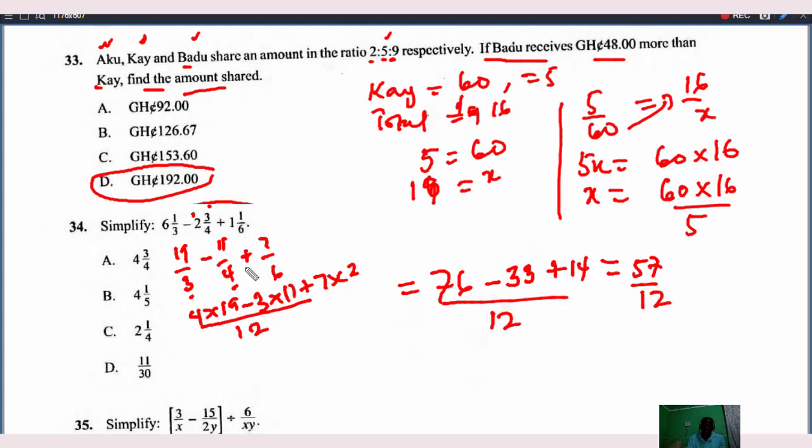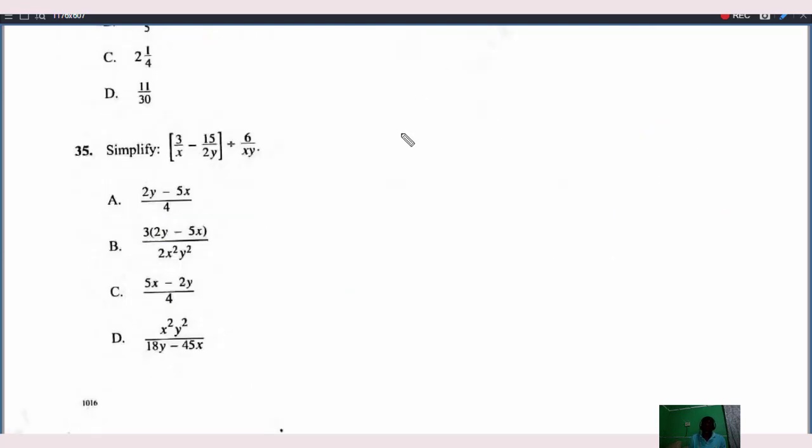So 57 over 12 will give us 4.75, which will be the A to be 4 whole number 3 over 4. Good. So if you try the calculator is not working, then you solve it. But if we input the figure or the results, we will get the actual results. Good. Okay, question 35.